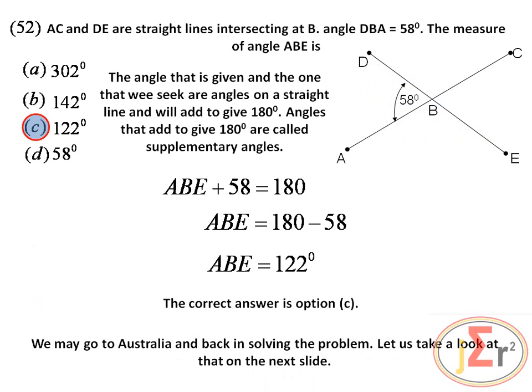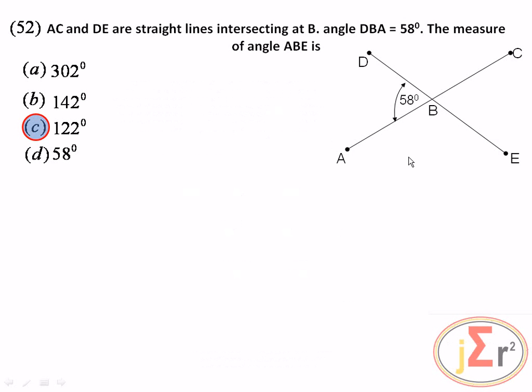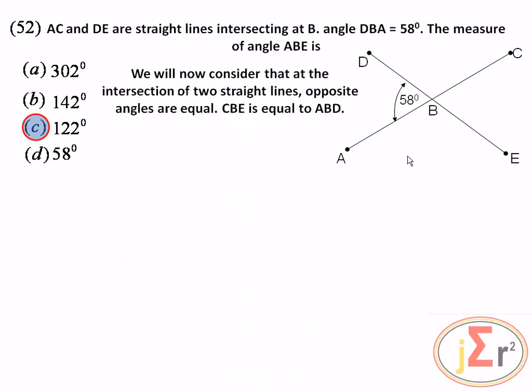We may go to Australia and back in solving the problem. Let us take a look at that on the next slide. So apart from the fact that we know that angles on a straight line are to give 180 degrees, this angle and the one that we are seeking are to give 180 degrees. This one is known, so the other is the rest of 180 degrees. Turns out to be 122 degrees. So let us go to Australia and back.